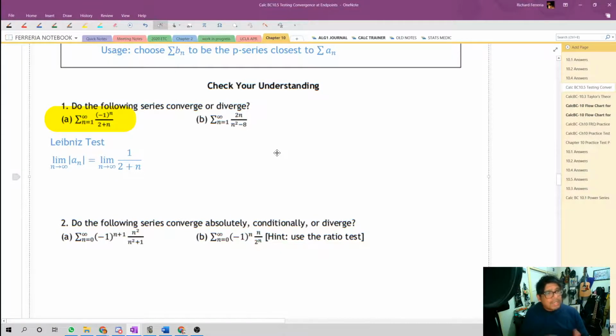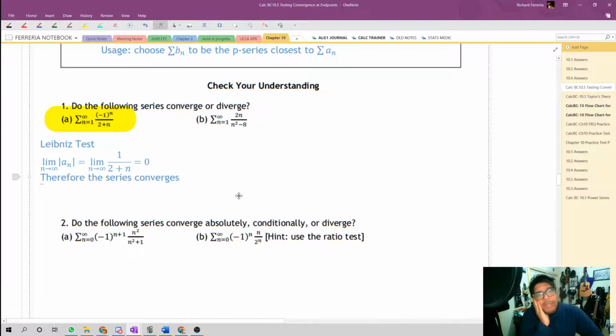Moving along with it, we know the limit of the absolute value of the general term is the limit as n approaches infinity of 1 over 2 plus n. Notice how I conveniently just chopped off the -1 to the n. And as n goes to infinity, the limit is going to be equal to 0, which is what we want for the Leibniz test. Because when you get a 0 in the Leibniz test, you've shown that the alternating series converges.